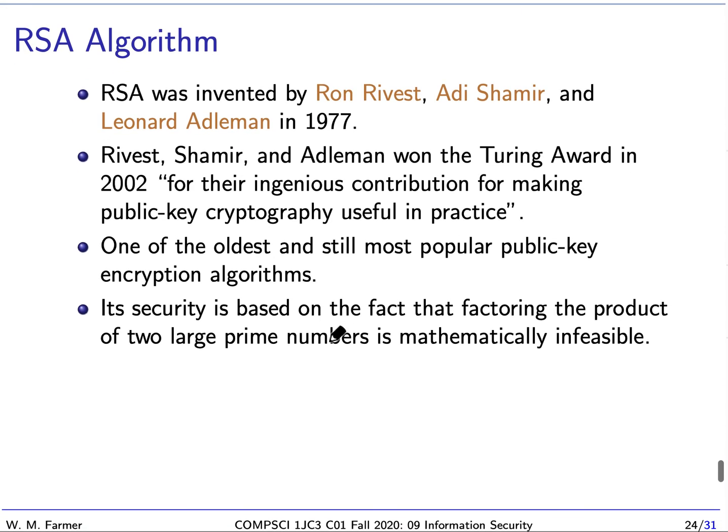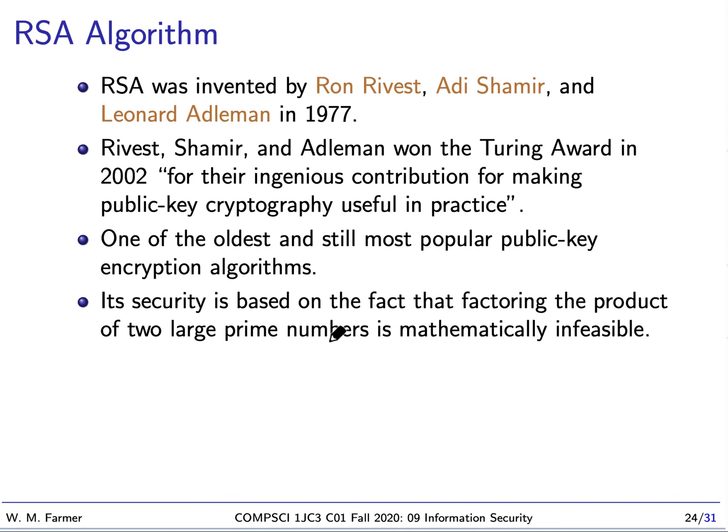And the last application, which is really most important, is using these techniques for secret key exchange. So I want to mention an algorithm called the RSA algorithm. This is a very famous algorithm invented by Ron Rivest, Adi Shamir, and Leonard Adelman in 1977. These three won the Turing Award in 2002, quote, for their ingenious contribution for making public key encryption useful in practice. This is one of the oldest and still most popular public key encryption algorithms.